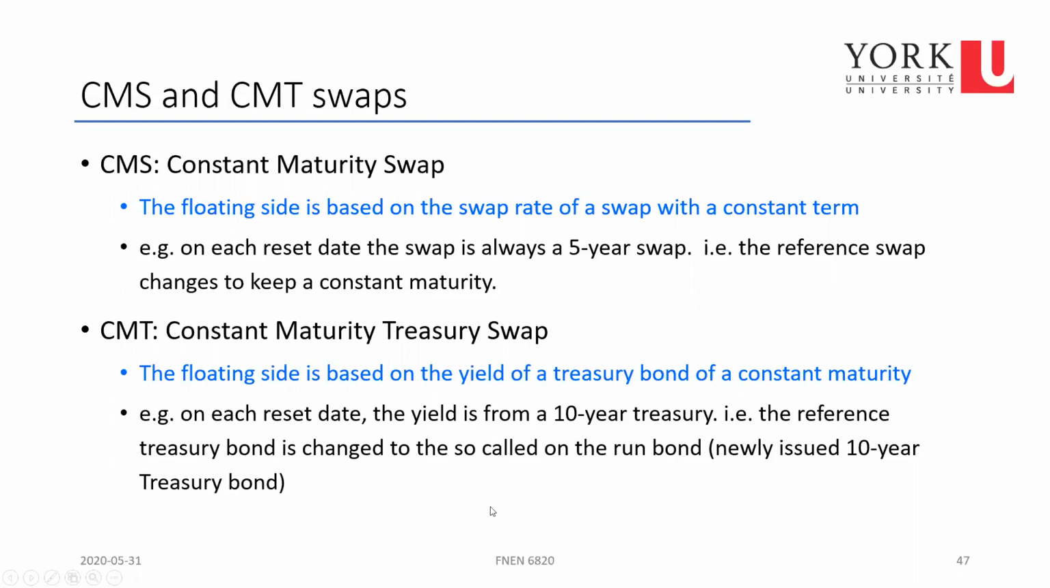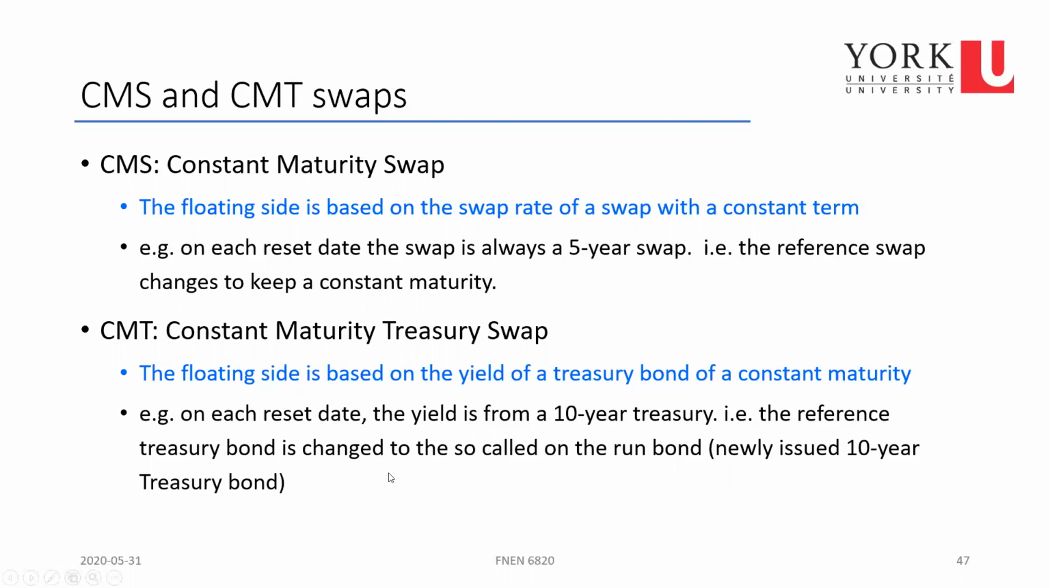But let's say you take the 10-year treasury as the reference one, and the first reset time is 1 year from now, and the second reset time is 2 years from now. 1 year from now, you'll be taking a 10-year treasury bond there. And 2 years from now, the original treasury bond will become, instead of a 10-year, a 9-year. So you cannot use that. So you have to select a new bond that has a 10-year maturity at 2 years from today.